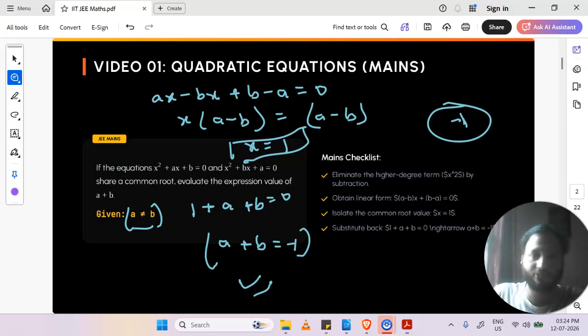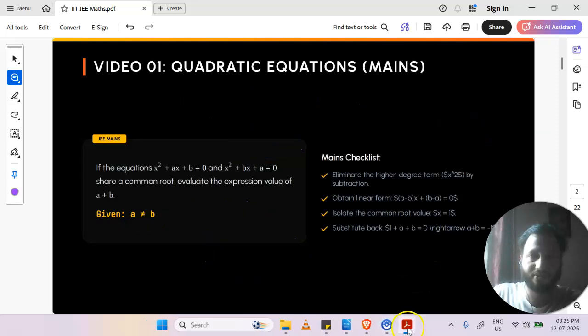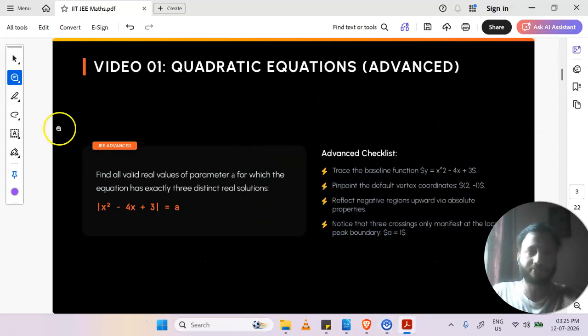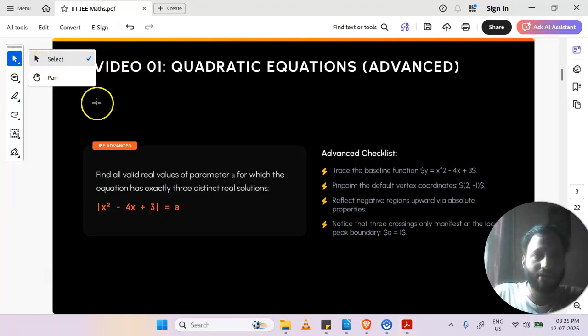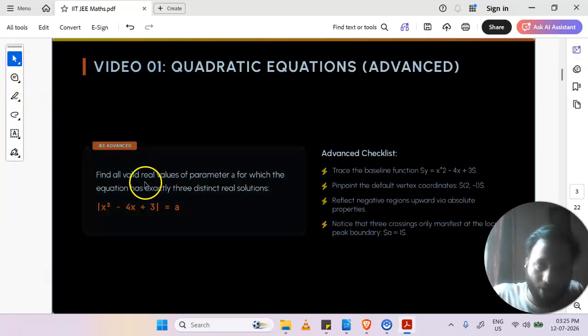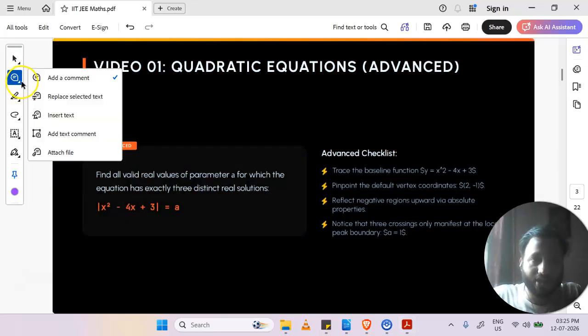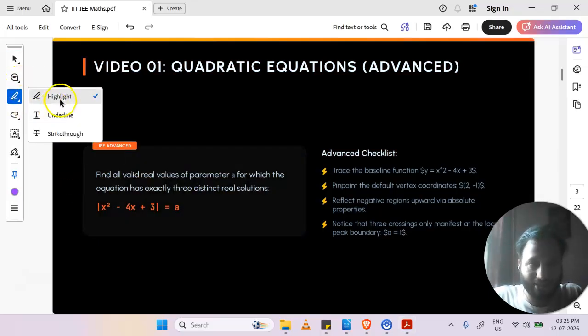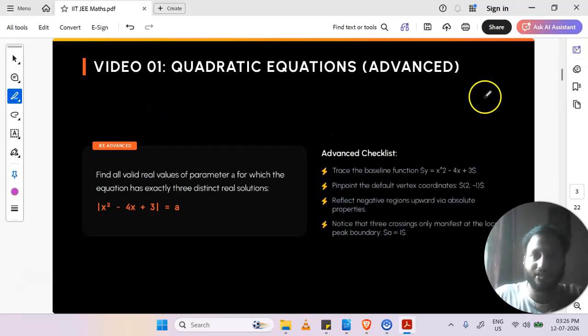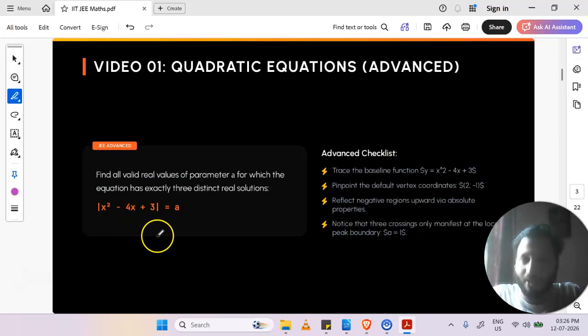Let's go to another question, which is from IIT JEE Advanced. Now if I look over here, what's happening? Find all the valid real values of parameter a for which the equation has exactly three distinct real roots. Now here we can do two things. Either I can simply solve it algebraically, or we can use a graphical solution. So I prefer you go with the graphical solution.